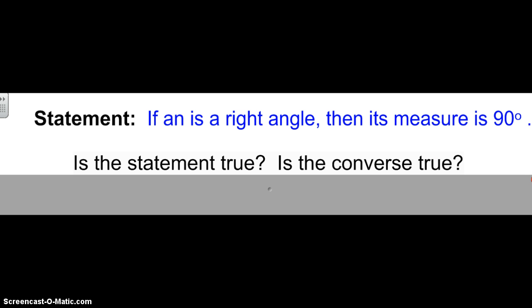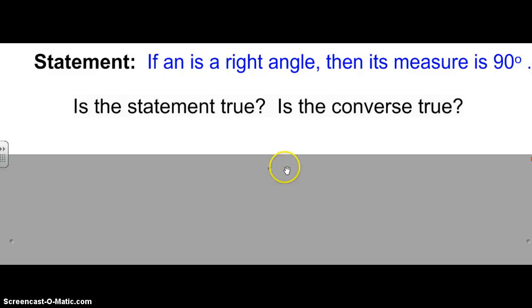Now let's say we have this statement. If an angle is a right angle, then its measure is 90 degrees. So, can we write it as a biconditional? Is it considered a valid definition? So if we look at the original statement as is, if an angle is a right angle, then its measure is 90 degrees. Is that true? Yes, it is. Okay, so let's consider its converse. The converse would be, if its measure is 90 degrees, then it's a right angle. Is that true? If an angle has a 90-degree measure, is it a right angle? Yes, it is. Therefore, the converse is true and the original is true. So we can write it as a biconditional.